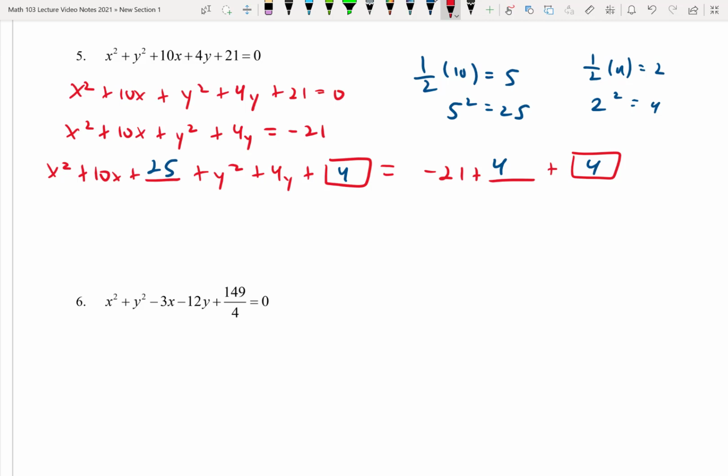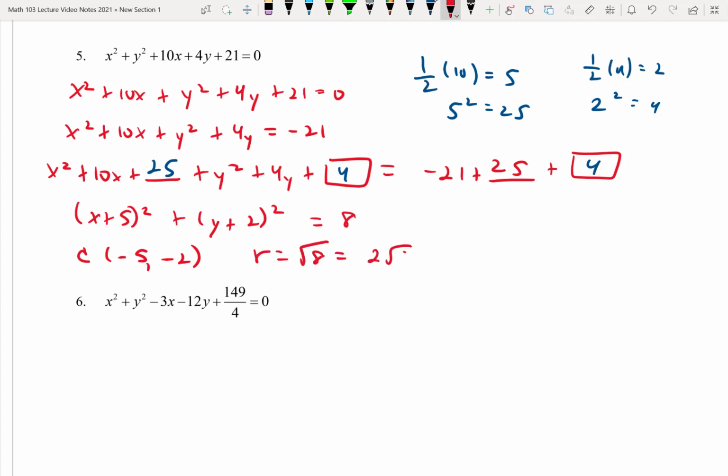Factor after we've completed the square. So we'll have (x plus 5) squared plus (y plus 2) squared. Oops, I put the wrong number in there. I added 4 twice by mistake. That should be a 25 in there. So that's going to add up to 8. So my center is at (-5, -2). My radius is the square root of 8, which is 2 root 2.